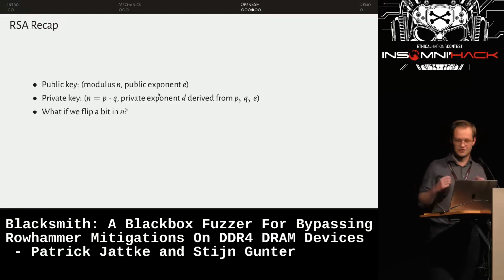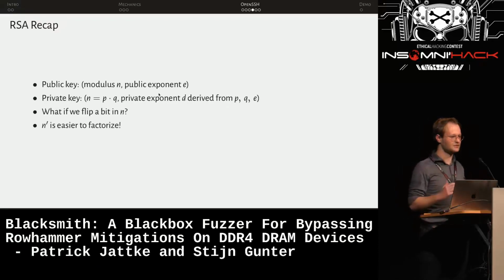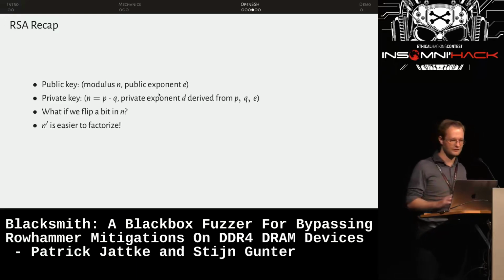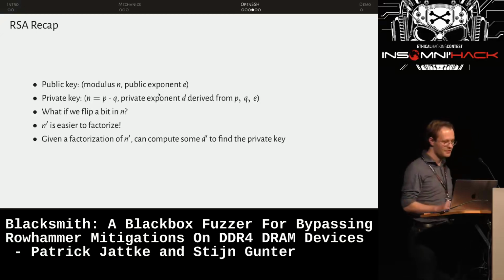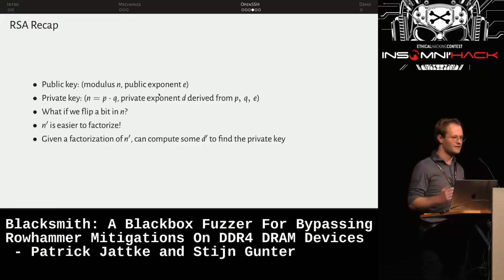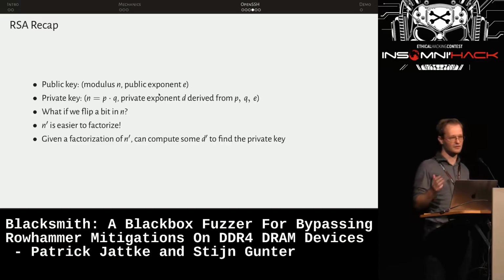And now what you need to imagine is what happens if we flip a bit in this modulus N. Well, as it turns out, N prime is easier to factorize. So the paper contains some math which I'll not go into here, but essentially in between 12 and 22% of cases, we can factorize this new N prime effectively. And if we can factorize N prime, well, we can compute D prime. So we can find and construct a private key that allows us to gain access to a server that's using the modified public key with the bit flip.